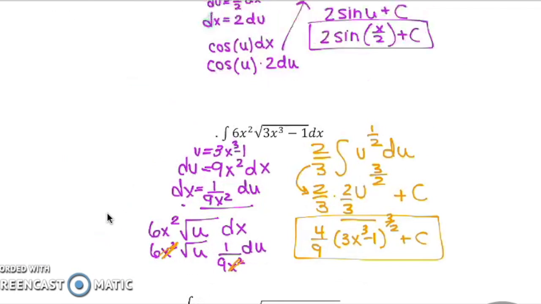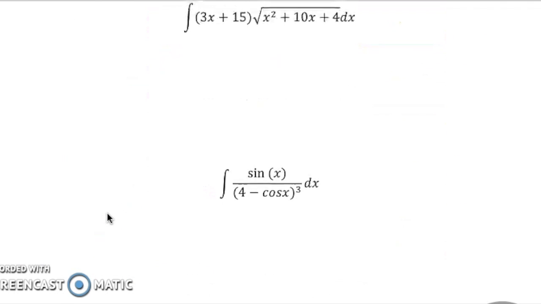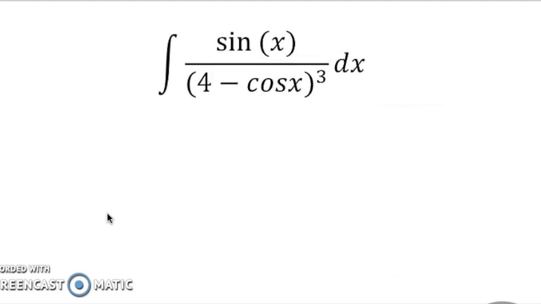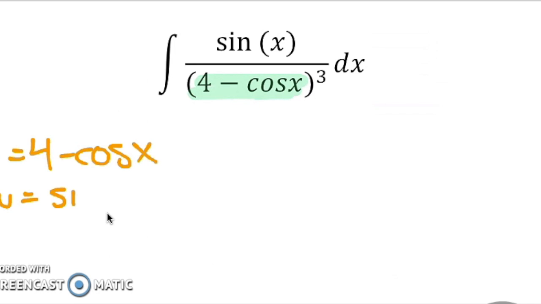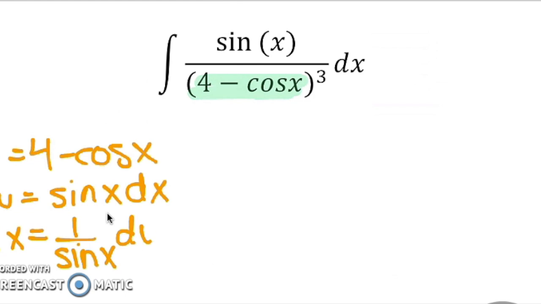Okay, next one I'm actually going to skip down to this one, and then we'll go back up. So integral of sine x over 4 minus cos x cubed. I see that this whole quantity is being cubed. That automatically makes me think, hey, this is probably going to be my u. So u equals 4 minus cos x, which makes my du equal to sine x dx. Solve that for dx. So that would be 1 over sine x du.